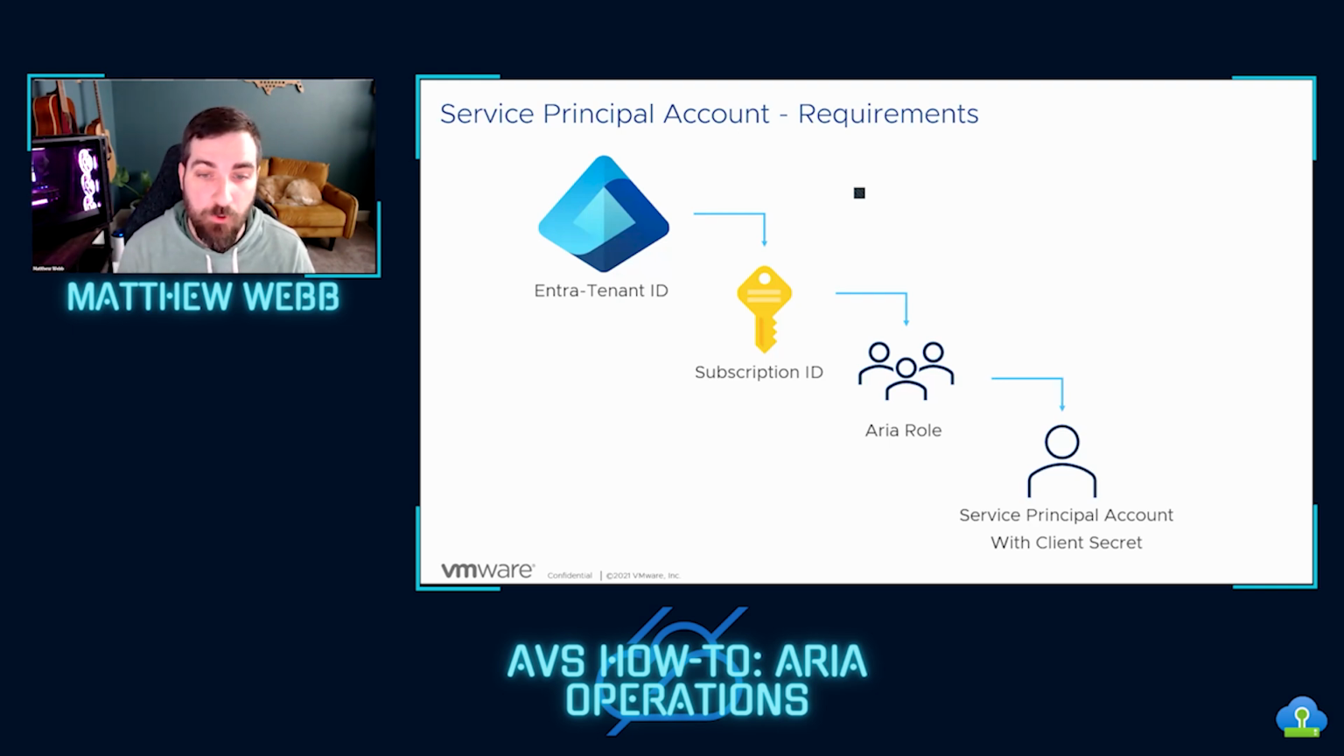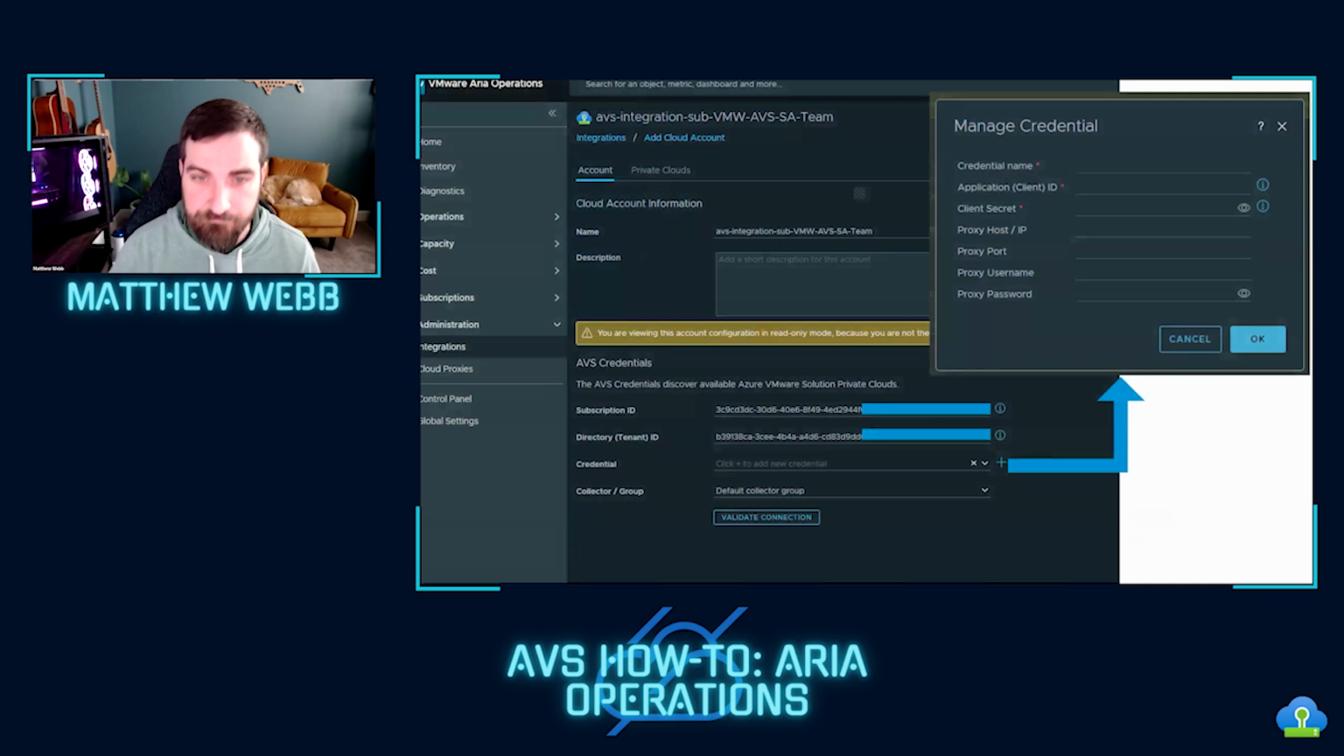Then we apply that role to a service principal account, which we will create, and we will also generate a client secret ID that we plug into Aria so that it can connect and find the information it needs to start sending data to Aria Operations, and you can monitor your environment through Aria Operations. Here's an idea of what those screens look like. We'll see that in this video and cover the installation and configuration of this.